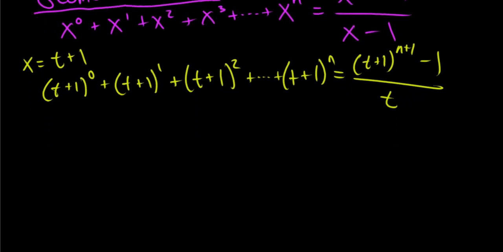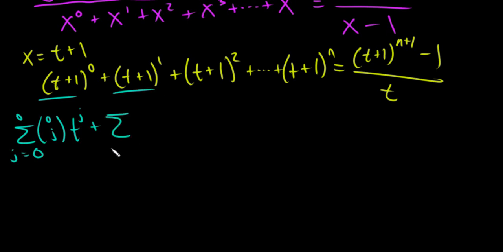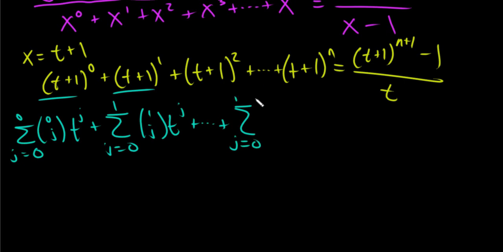Okay, how is this helpful? Well, let's apply the binomial theorem to each term. This is a form of a binomial, so let's do it. This term becomes the sum from j equals 0 to 0 of 0 choose j times t to the j. Plus, this term becomes the sum from j equals 0 to 1 of 1 choose j times t to the j. You can keep going with this. You'll get the sum from j equals 0 to n, this is the last term, of n choose j times t to the j.